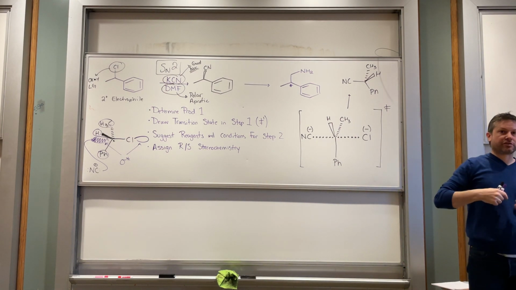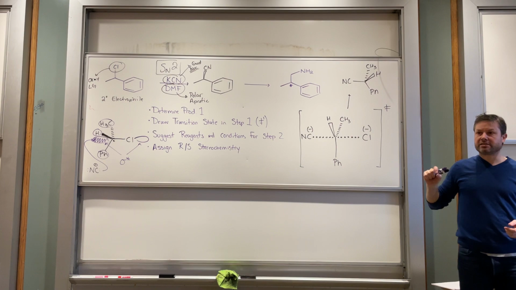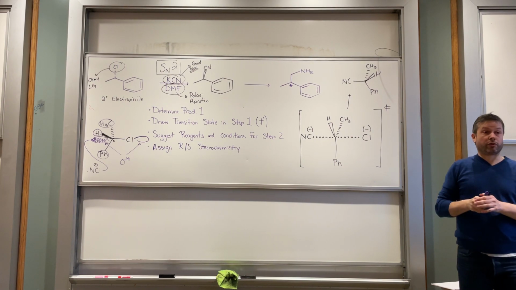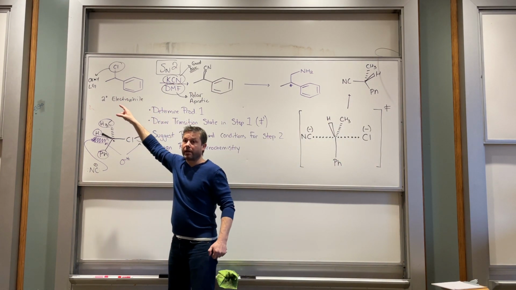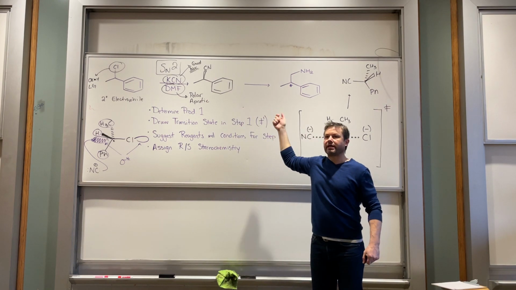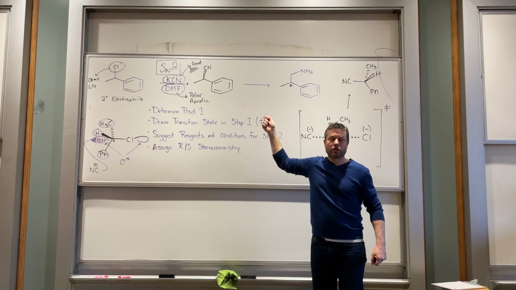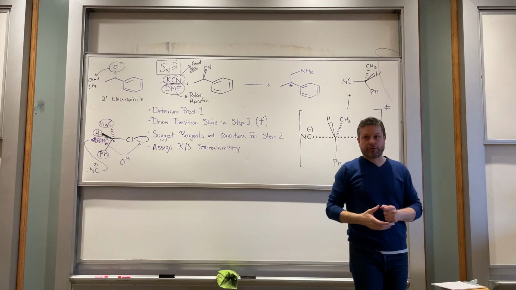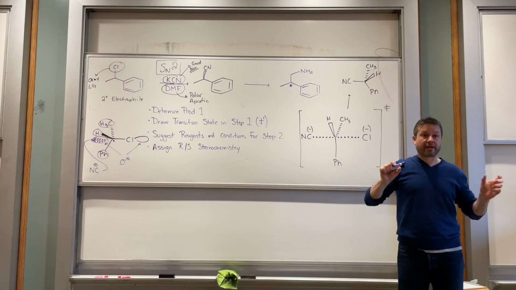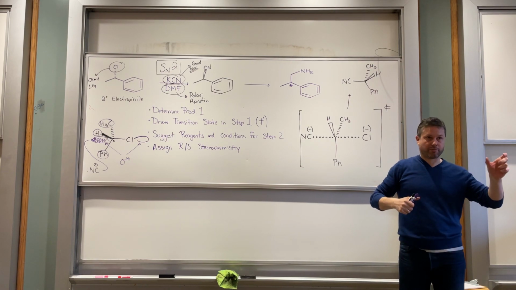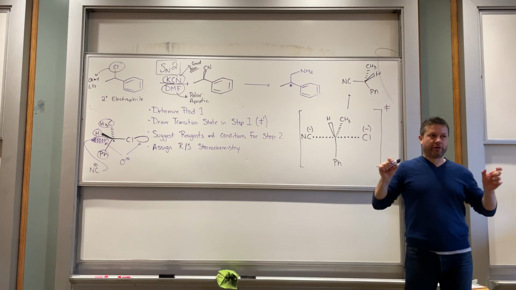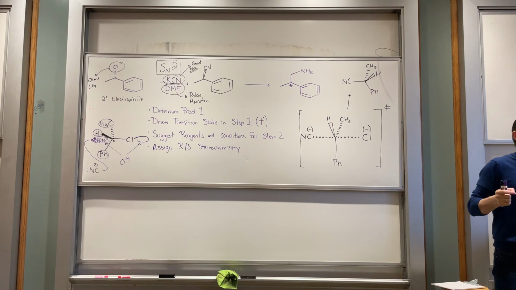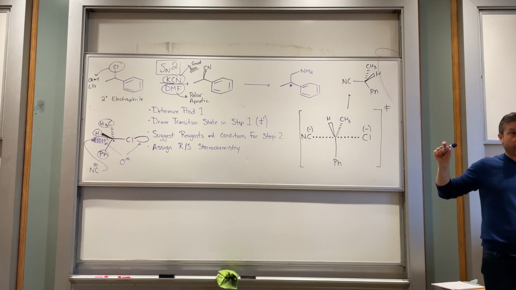Because R and S is just our way of communicating with each other, and it depends upon the priority of the groups, right? So if the leaving group is the first priority group in the starting material, and the nucleophile ends up being the second priority group in the product, then we might not change R and S stereochemistry, okay? Even though we're still getting that inversion, right? Even though the starting material will be a hash, the product will be a wedge, the actual R and S, the way that we name them, might not be any different, right?